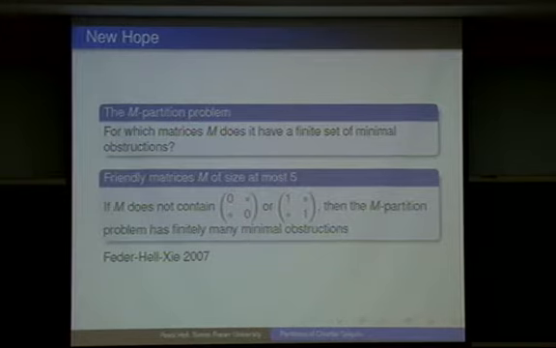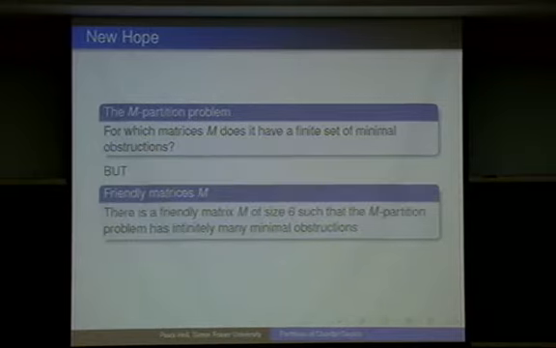And it turns out to be true up to matrices of size at most 5. But on size 6 we already found counterexamples. So this being friendly or unfriendly has something to do with it, but it's not the answer. There are both finitely and infinitely many minimal obstructions for friendly matrices of larger sizes, and so in region 3 we still don't know the classification. We don't know the answer.